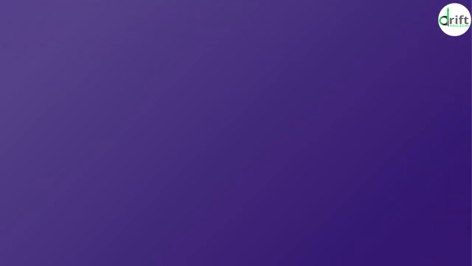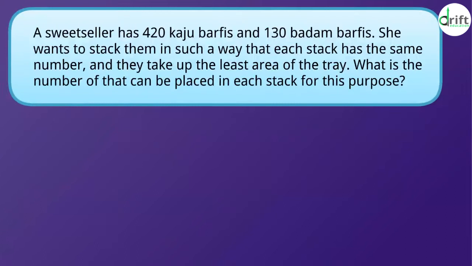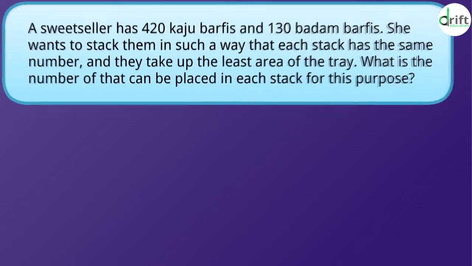Suppose we have a question which says, a sweet seller has 420 Kaju burfis and 130 Badam burfis. She wants to stack them in such a way that each stack has the same number and they take up the least area of the tray. What is the number that can be placed in each stack for this purpose?